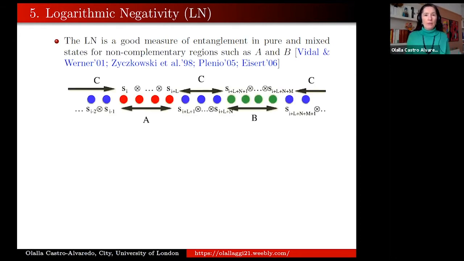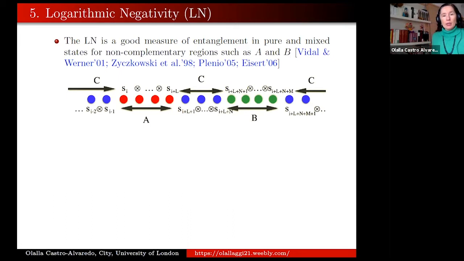Okay, so again, I'm going to start with a spin chain because it's an easier environment to imagine all these local regions, local bunches of spins. But in the case of the negativity, we need essentially three regions, A, B, and C. And what we are asking is about entanglement of A with respect to B, given that C also exists. So A and B are now non-complementary regions, namely their union doesn't make the whole system.